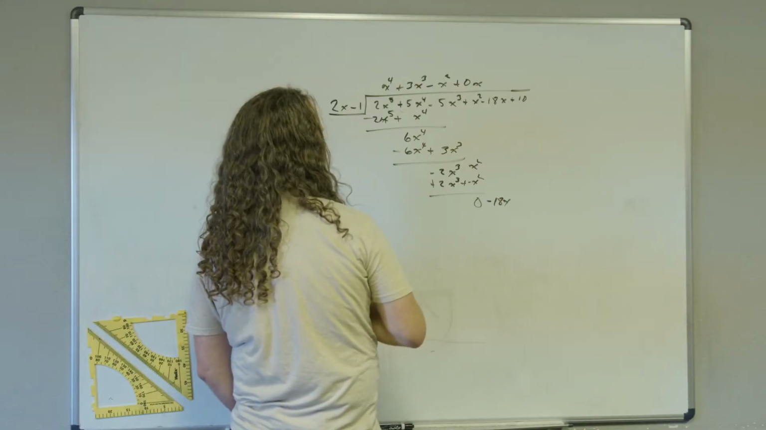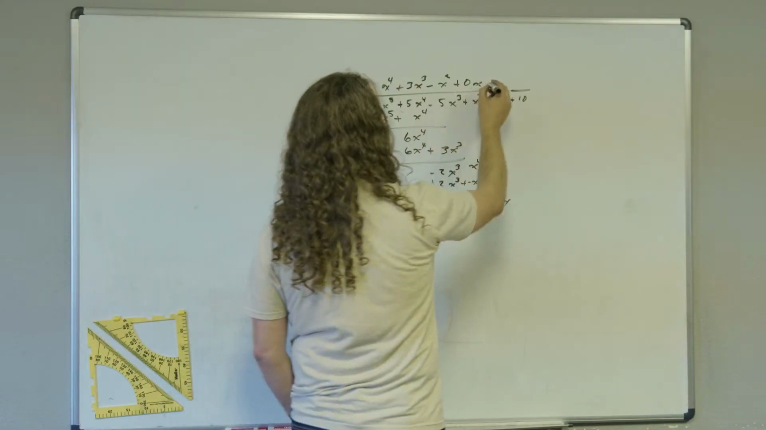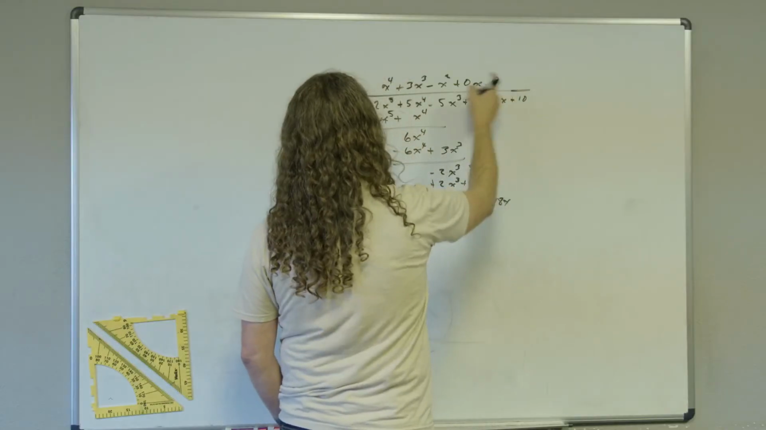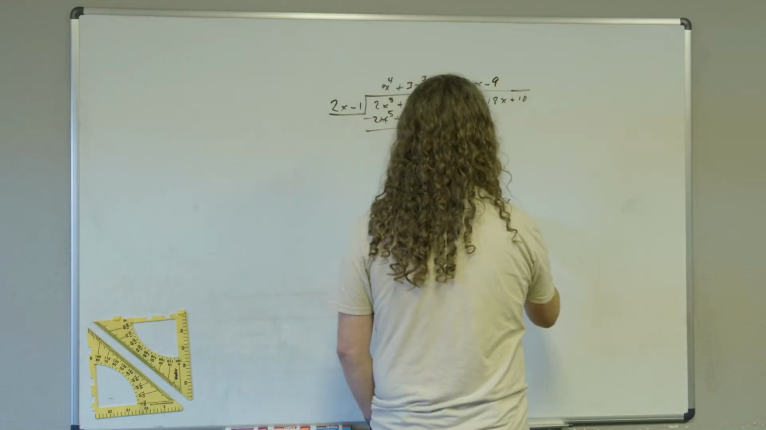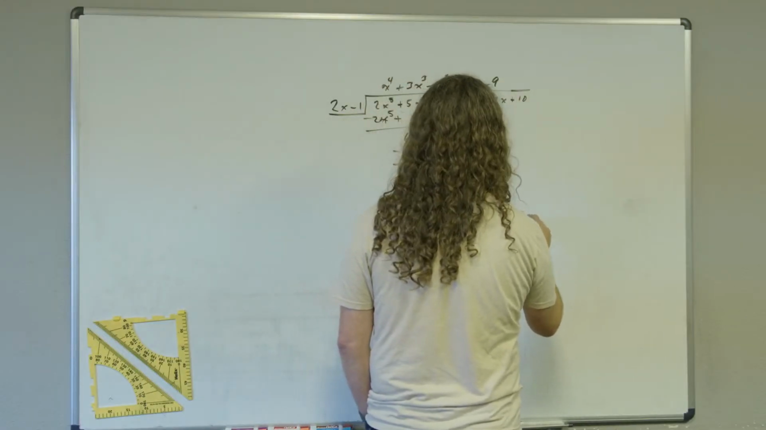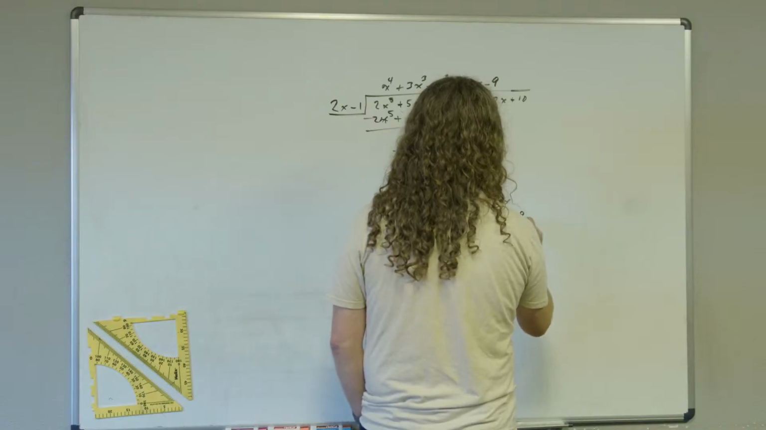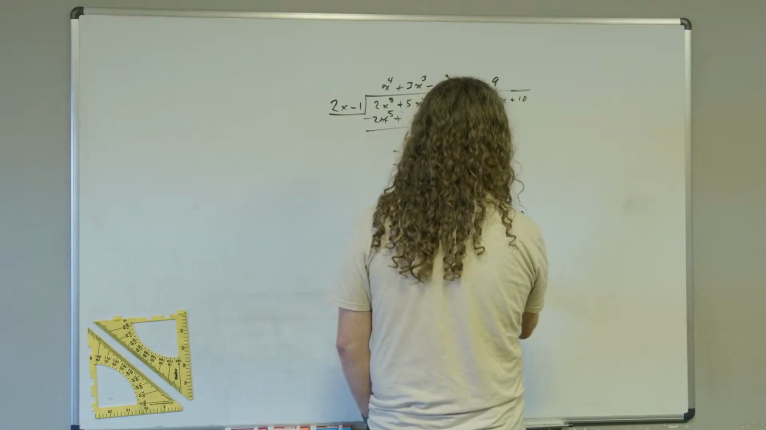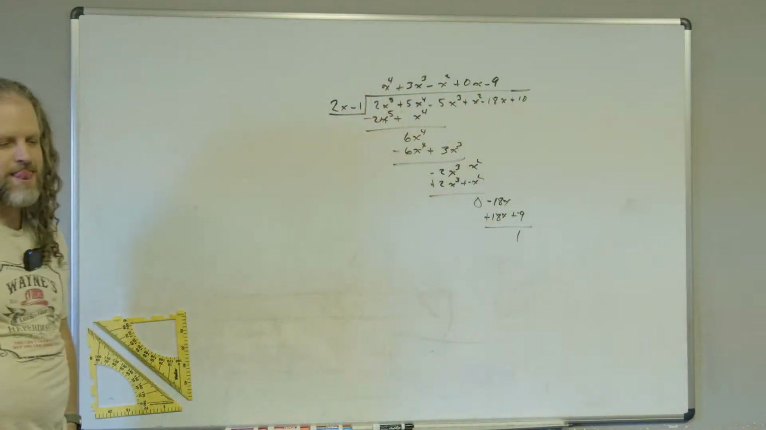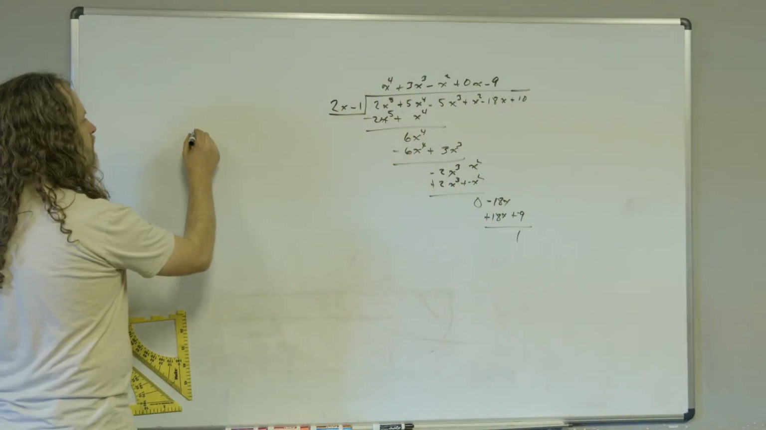Negative 9x. Negative 9 times. Distribute. Negative 9 times 2x is negative 18x. Negative 9 times negative 1 is plus 9. Oh man, we need a 1. This minus, no, 1. Now what? Now we add plus 1 over 2x minus 1. Yes.